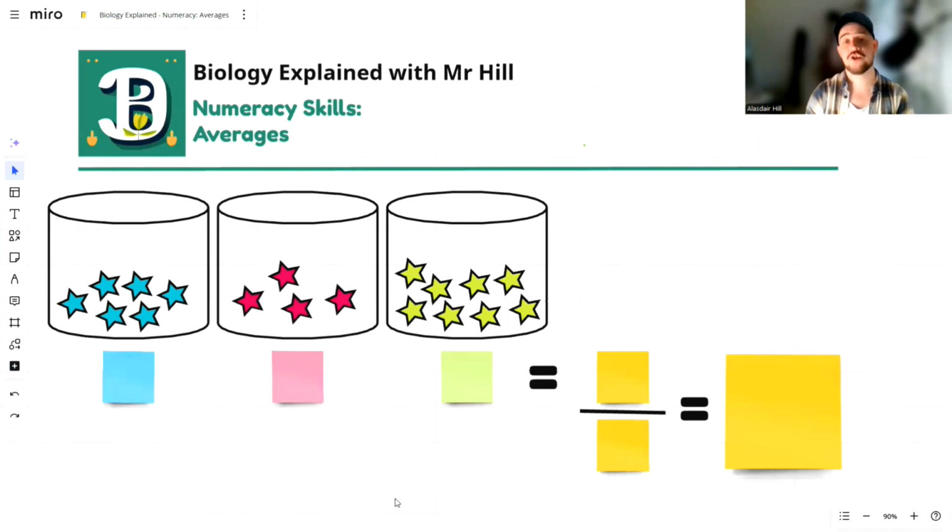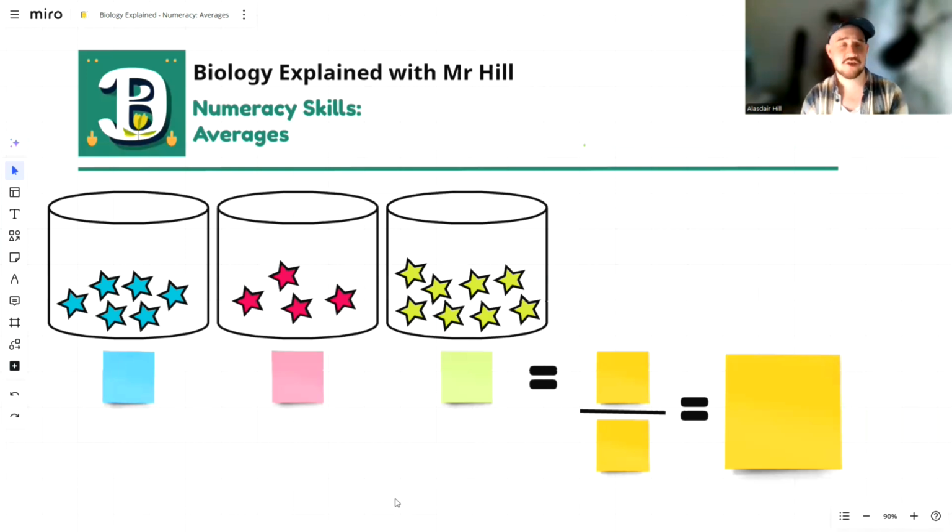So calculating an average couldn't be any easier. This is something that we do a lot in biology and indeed all the sciences, and it would have been something that you would have come across in maths. Now, technically, an average is a family of calculations that you could do. These include the mean, the median, and the mode.